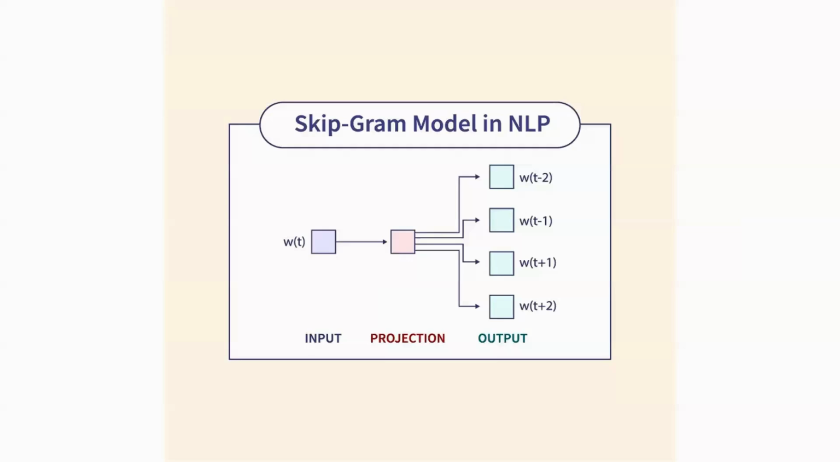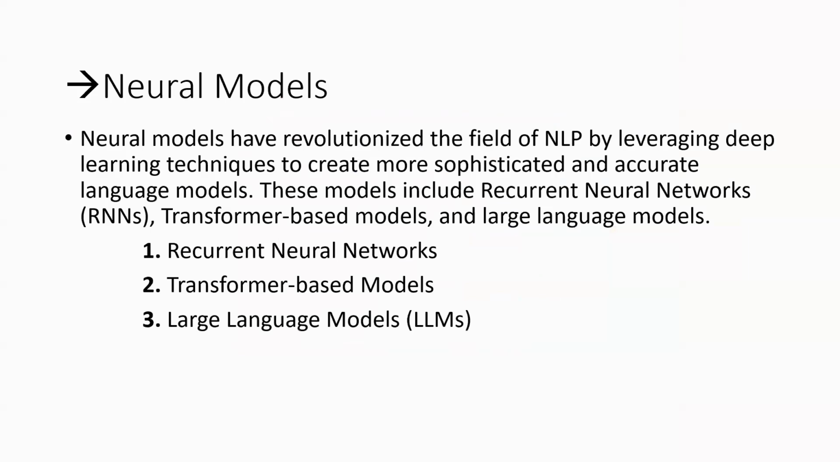So we use it to learn embeddings, the vector representations of words, where semantically similar words are close to each other in the vector space, capturing semantic relationships. We say it works well on large datasets. Its limitation is that it needs large training data.